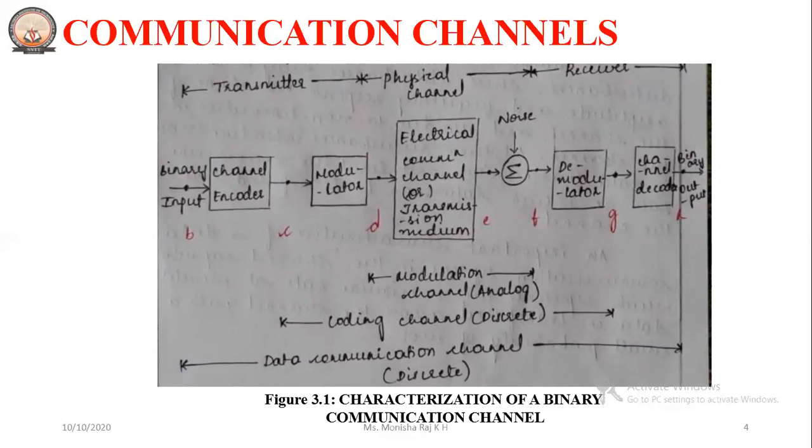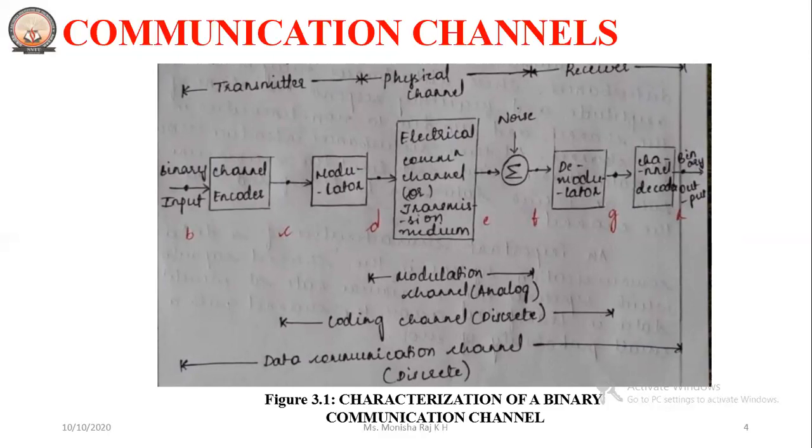An example for this channel is a high frequency radio system. Between points B and H, we have binary data presented at the input and binary data back at the output. Hence, the channel is called a data communication channel and it is discrete in nature.